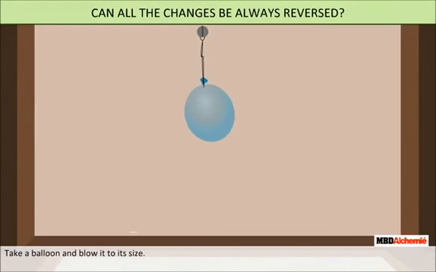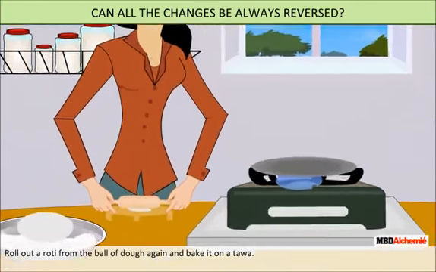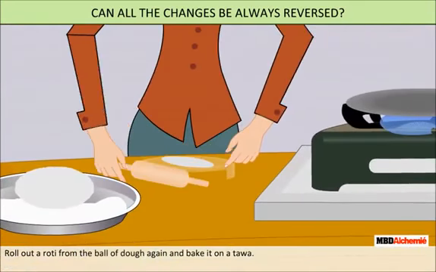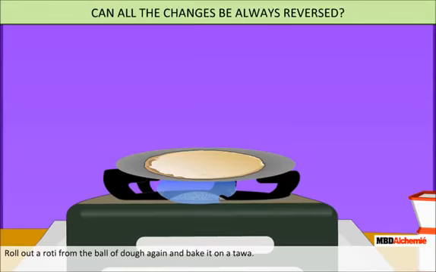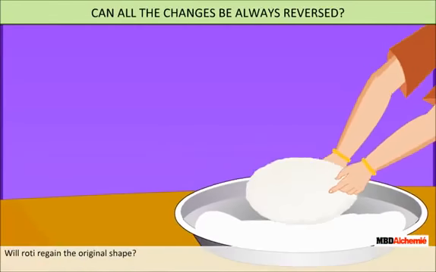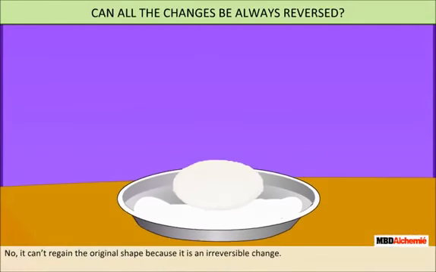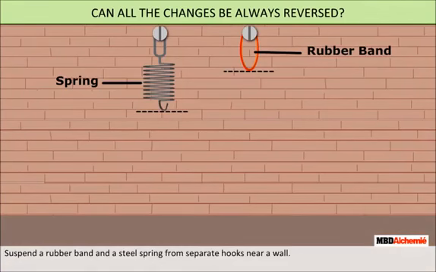Take a balloon and blow it to its size. Tie its mouth with a string tightly. Prick it with the pointed tip of a pin. Oops! It bursts. It means it cannot regain its shape. Roll out a roti from the ball of dough again and bake it on a tawa. Will roti regain the original shape? No, it can't regain its original shape because it is an irreversible change.